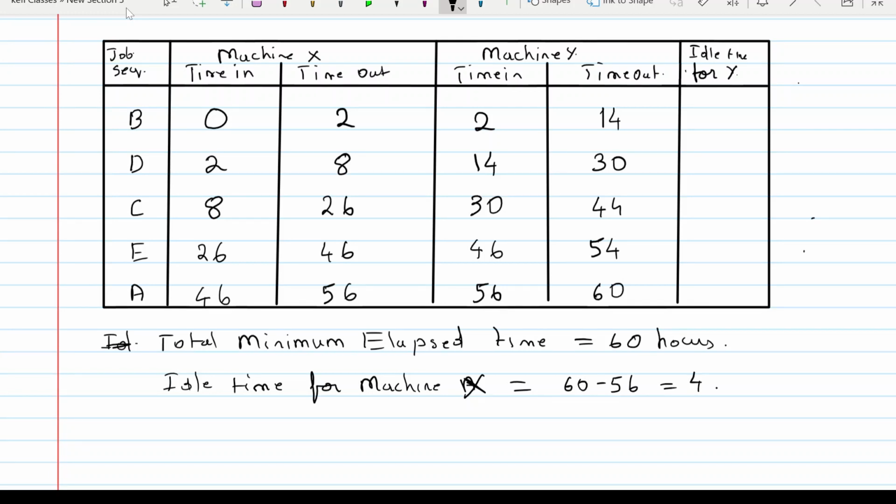Now idle time for machine Y we want to find. So that's going to be, first is 2 hours, right? The initial value will always be there, 2 hours. Then this 14 and 14 are there, so nothing to do. 30 and 30, 44 and 46. So this gives 0, this gives 0. 44 and 46 have a gap of 2 hours. 54 and 56 also have a gap of 2 hours. So idle time for machine Y is 2 plus 2 plus 2, which is equal to 6.